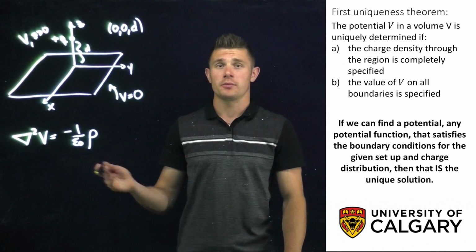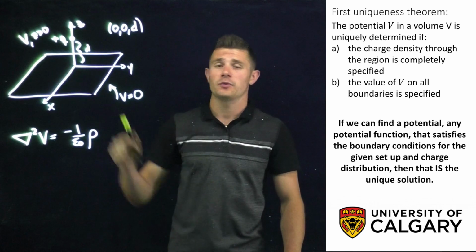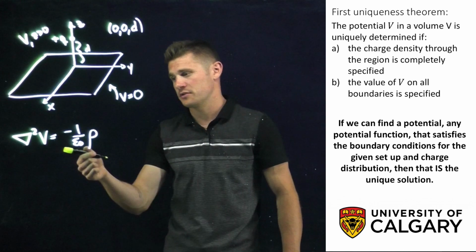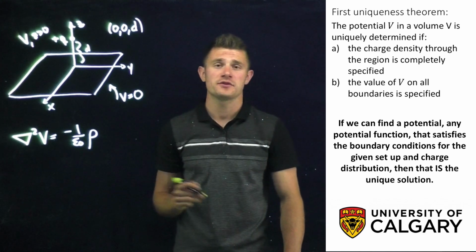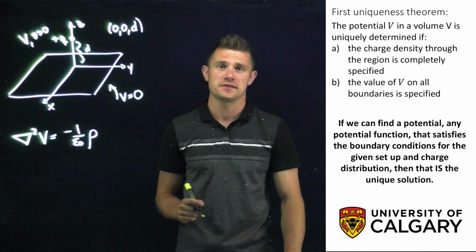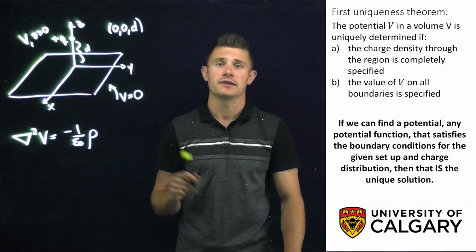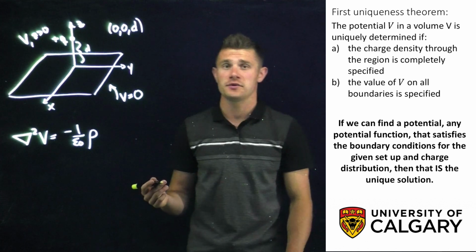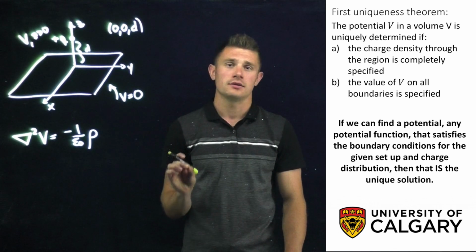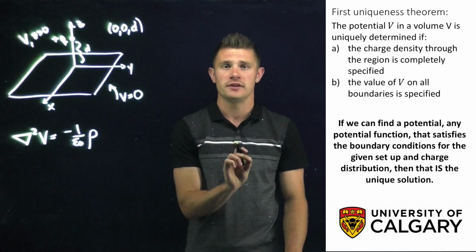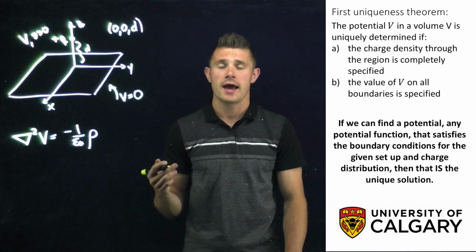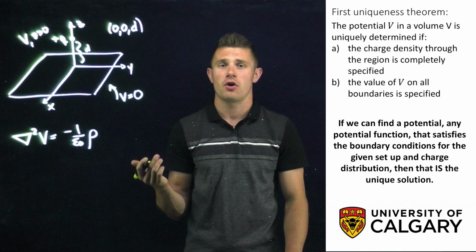So the goal of this problem is to determine the potential V in the region above the plane where z is greater than 0. And we can do that by solving Poisson's equation and remembering that the first uniqueness theorem says that once we find one potential V that satisfies this equation, this is the only V that will satisfy the equation. The first uniqueness theorem has a corollary which states that the potential is uniquely determined in a volume V if the charge distribution is completely specified and the potential is specified on all boundaries.